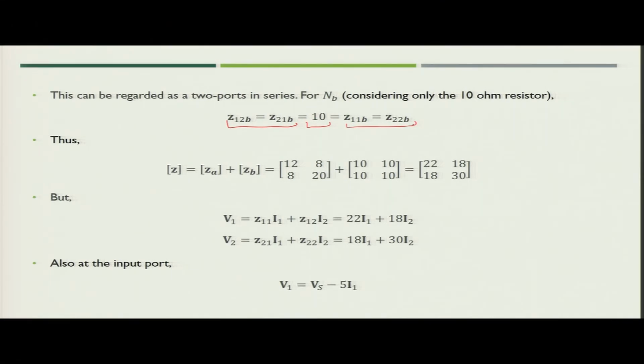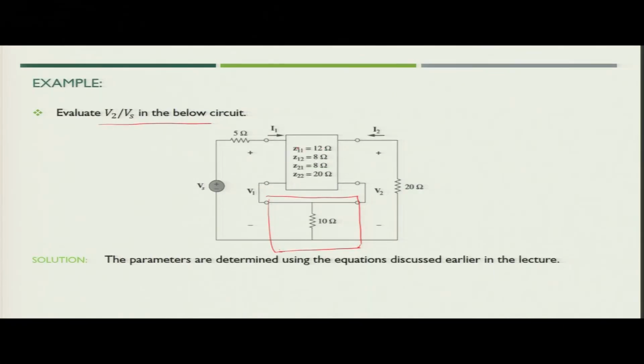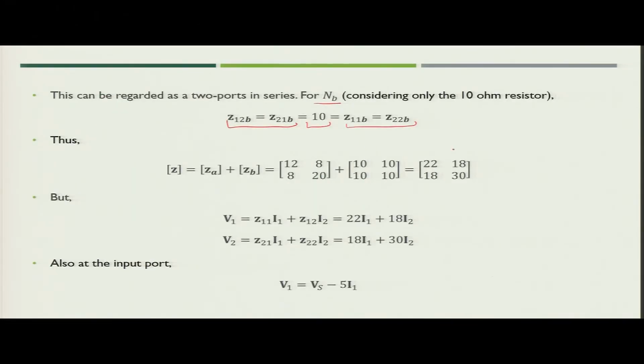So, in case of the second 2-port network, let us say it is NB, we can compile the Z parameter matrix as having all the elements equal to 10, and for the first 2-port network we already have the Z parameters in hand. So, we can simply get the Z parameters of the overall network. We can write V1 is equal to 22 I1 plus 18 I2 and V2 is equal to 18 I1 plus 30 I2. So, these two equations we have now got.